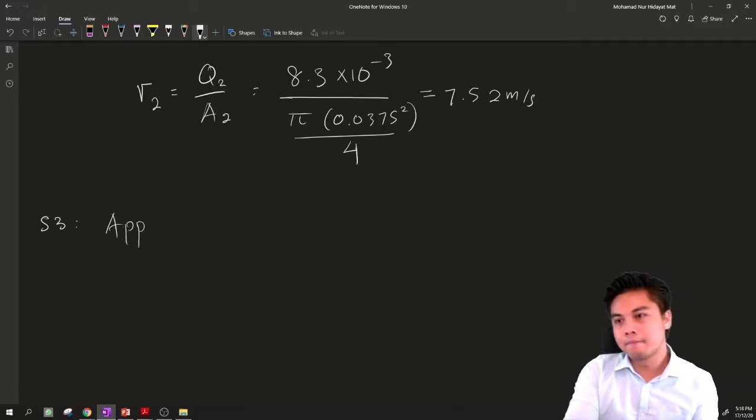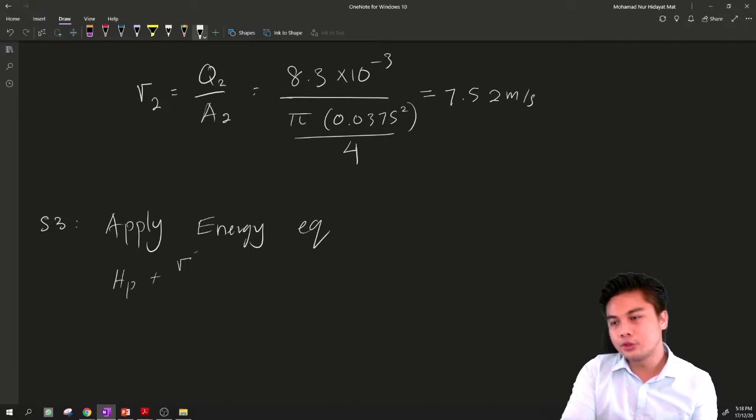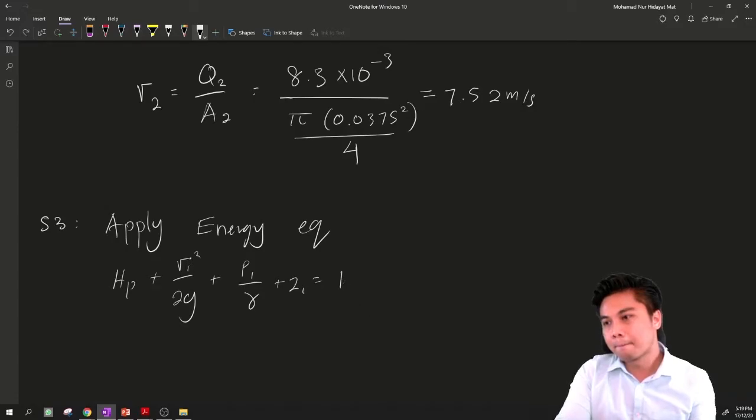Apply the energy equation, or you can apply the Bernoulli equation as well. So the energy equation is head of pump plus V1 squared over 2g, plus P1 over gamma, plus Z1, equal to head of turbine plus V2 squared over 2g plus P2 over gamma plus Z2 plus head loss.